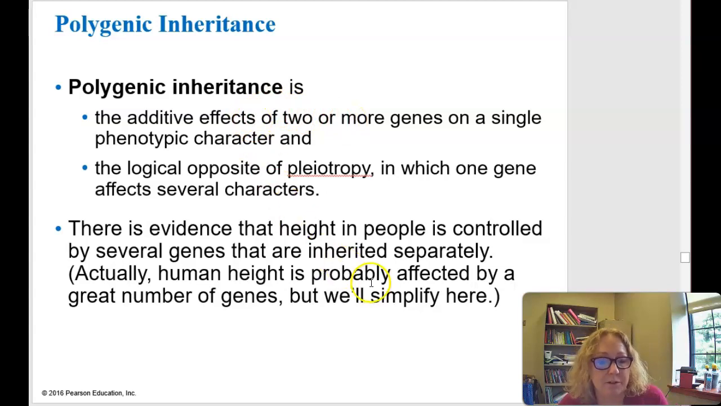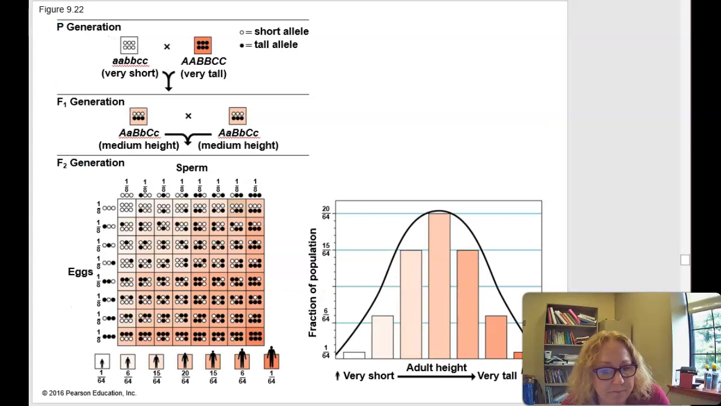There's evidence that height in people is controlled by several genes that are inherited separately. It's probably affected by a great number of genes, but here's what it would look like simply. So this would just be all the genes that affect your height, potentially your skin color. It's just a variation of the extreme tall versus the very tall and the very short. You're mostly going to be along this middle axis in terms of height. So it's multiple genes interacting to make your height.